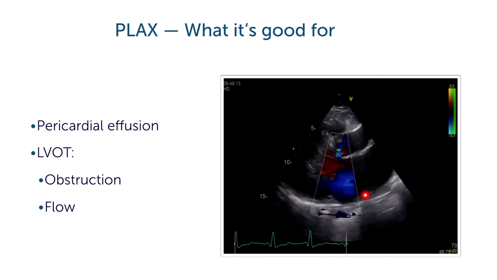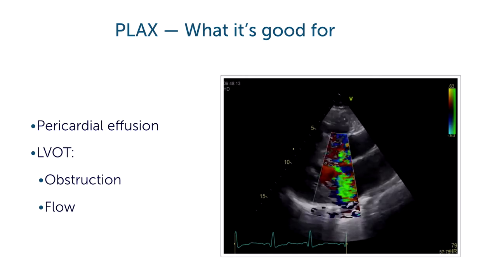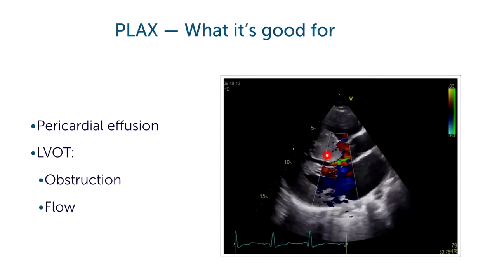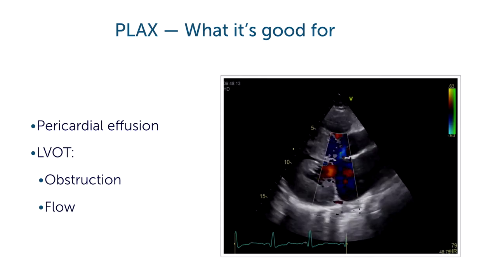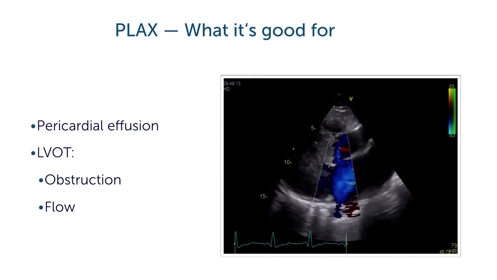You can detect pericardial effusion, which might be located right here. You can see the outflow tract very nicely. You're very close actually to the transducer, so it gives you the possibility to detect pathologies such as an LVOT obstruction, as in this example where we have a hypertrophic cardiomyopathy. Of course, we can see the flow across the aortic and the mitral valve as well, so you'll detect all the pathologies that are visible here.